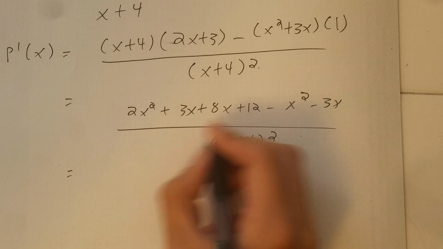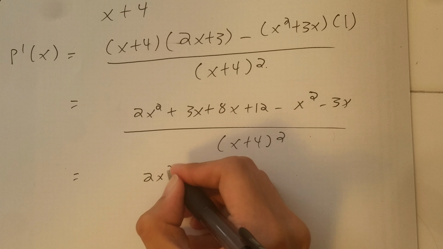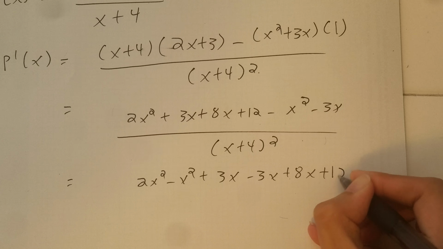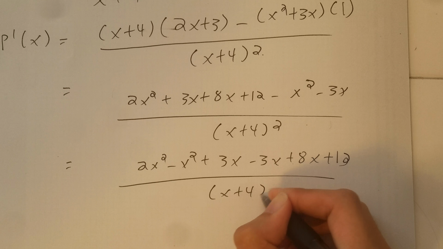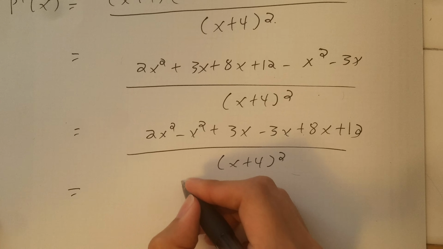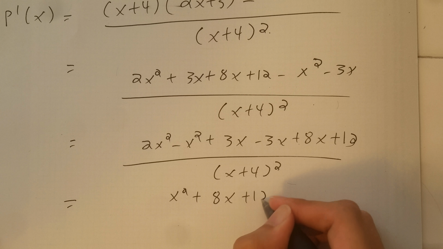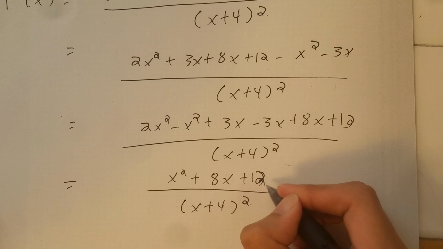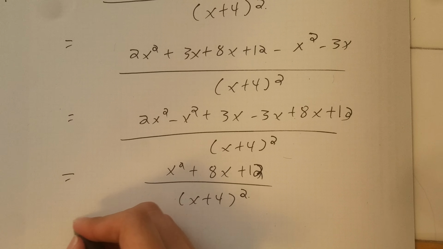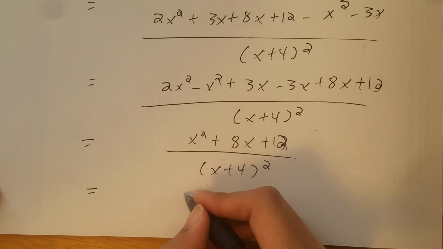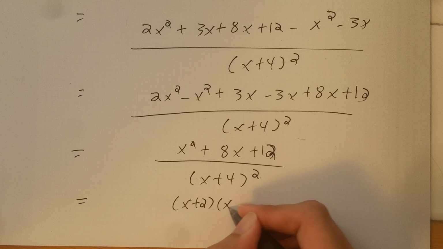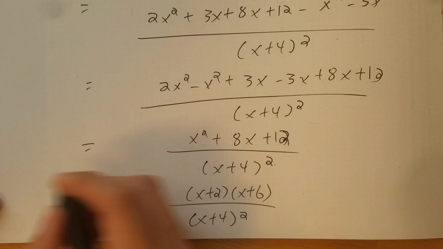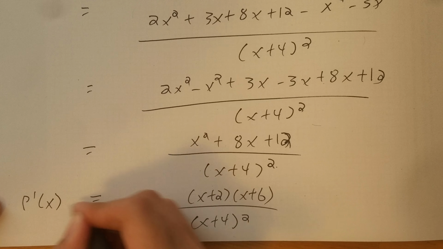And when you collect like terms, you'll have 2x squared minus x squared plus 3x minus 3x plus 8x plus 12 divided by x plus 4 squared. And then when you simplify, you have x squared plus 8x plus 12 divided by x plus 4 squared. So you may be thinking to yourself, this is done right, but it's actually not done, because you can factor the numerator, so you'll have x plus 2 times x plus 6 divided by x plus 4 squared. You can't reduce this anymore, so this is the value of p prime of x, which we found using the quotient rule.